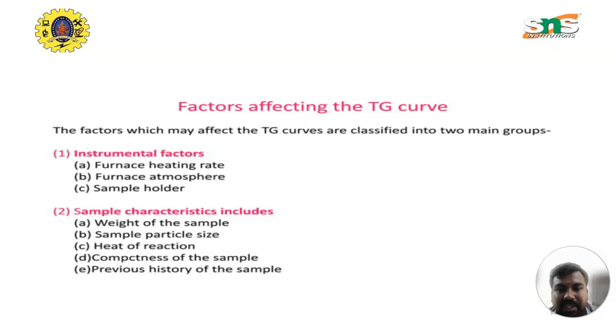Then factors affecting the thermogravimetric curve. The factors which may affect the thermogravimetric curve are classified into two main groups. First one is the instrumental factors, second one is the sample characteristics. The instrumental factors include furnace heating rate, furnace atmosphere, and sample holder. The sample characteristics include the weight of the sample, sample particle size, heat of reaction, compactness of the sample, previous history of the sample. These are the factors affecting the TG curve.